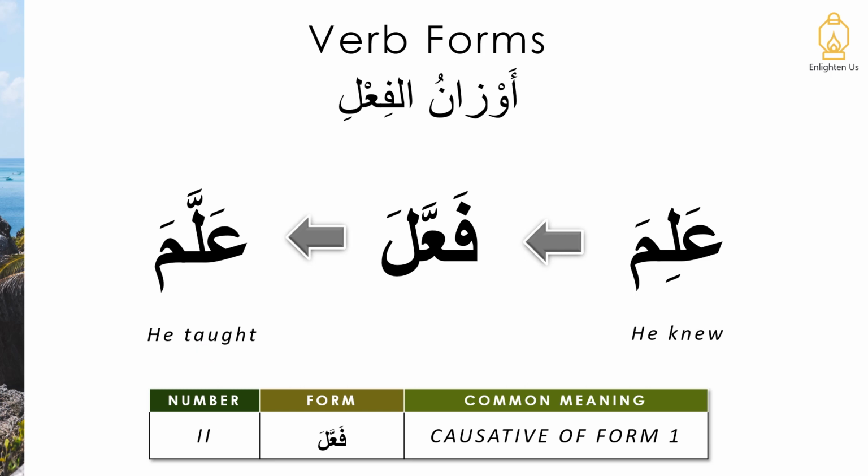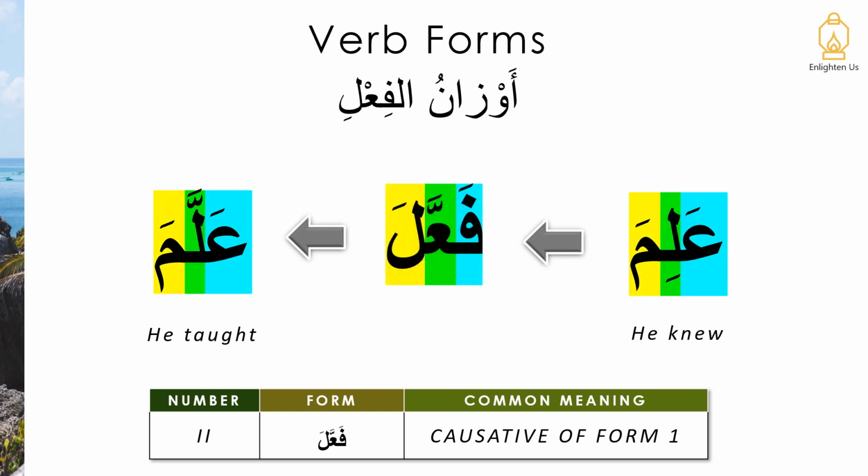And what exactly does this mean? Let's have a look again. So again, the first letter corresponds to the fa, the middle letter or the second letter corresponds to the ain, and the last letter corresponds to the lam. So what we've done here is that we've retained the ain with its fatha. The lam, on the other hand, now has a fatha and also a shadda, because the ain here in fa''ala also has a shadda, and then we've retained the mim with its fatha. And that's how we've gone from alima to allama. He knew to he taught.